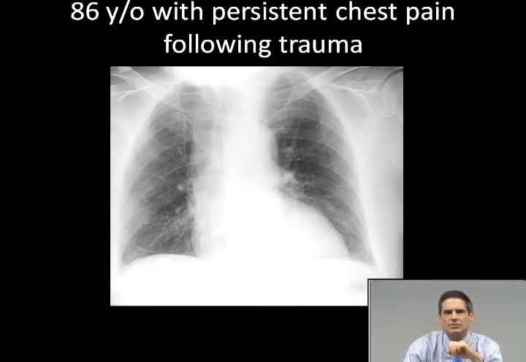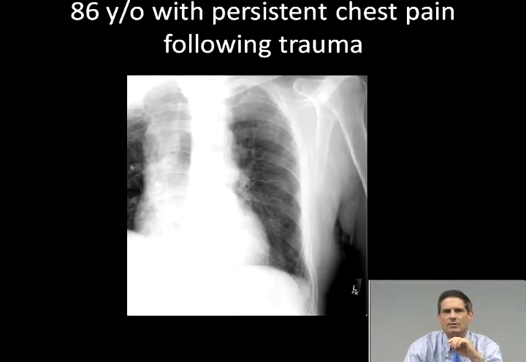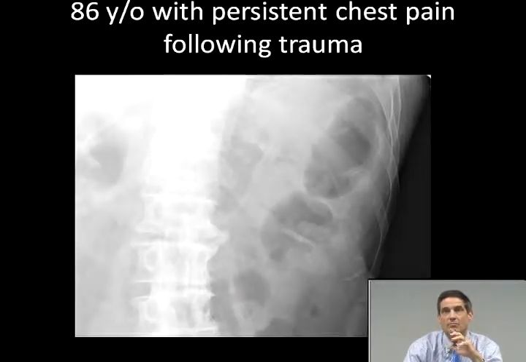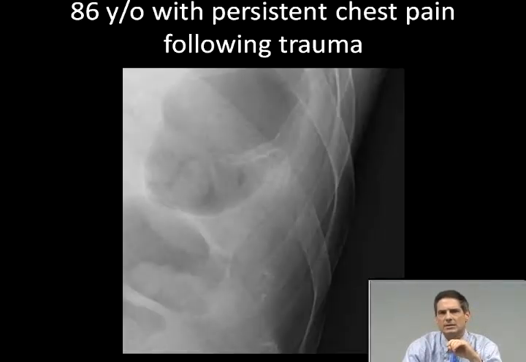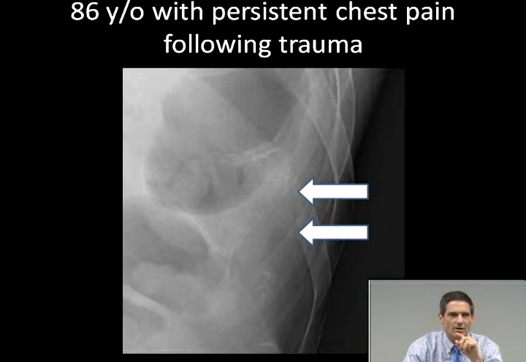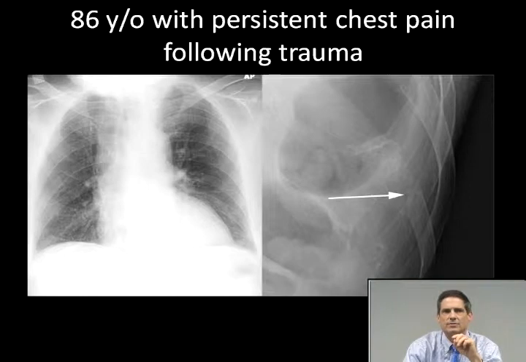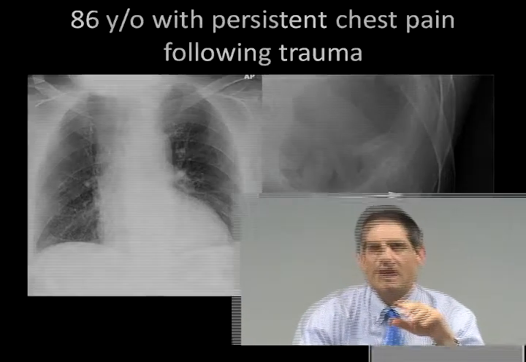Here's an 86-year-old with some persistent chest pain following trauma. His chest x-ray didn't look too bad. There's his frontal study. Here's an oblique view of the ribs. Hard to see much going on there. Blow-up oblique view of the ribs. You're on slide 62, slide 63. If you look real hard, here's the arrows that show you that rib fracture. And then here's a two-view, one of his chest x-ray and one of the rib fracture.